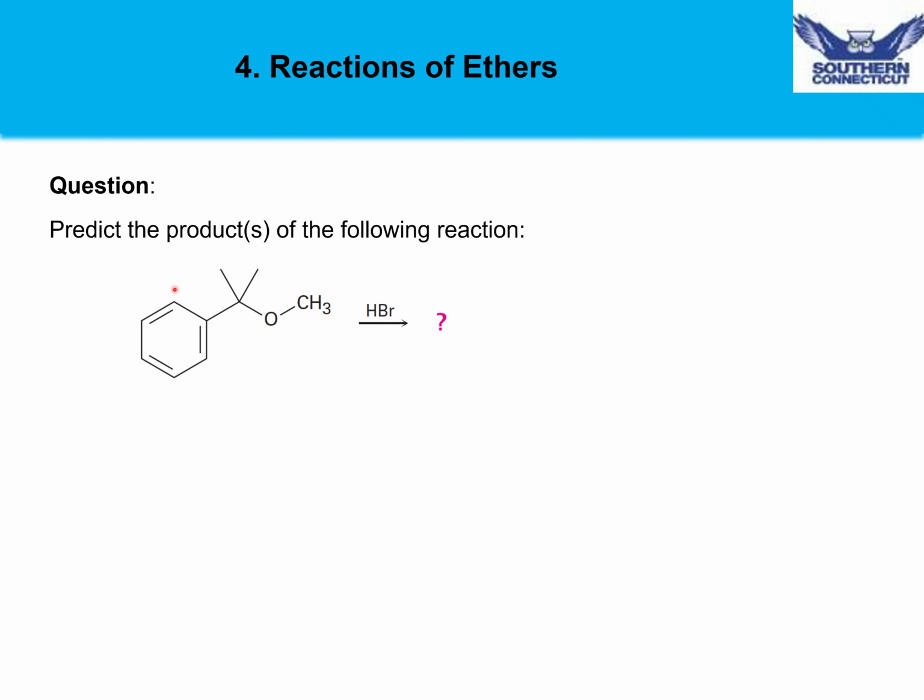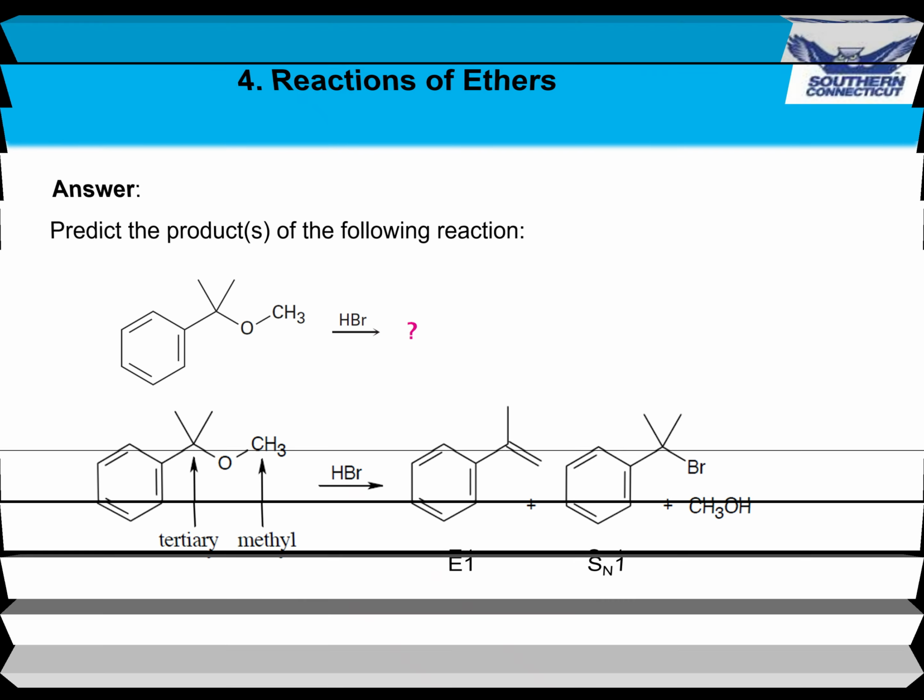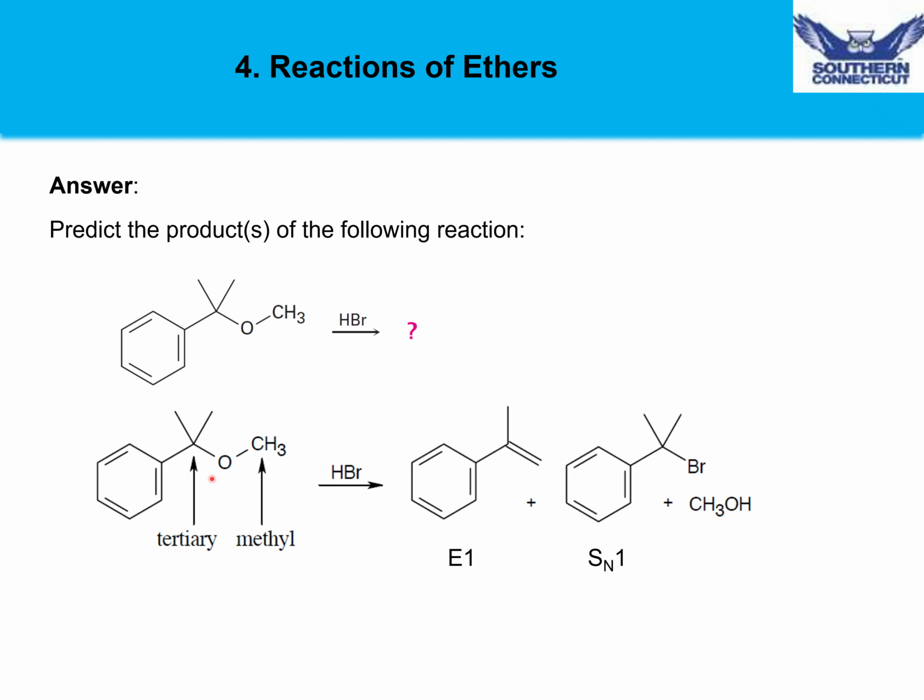In this question, we want to predict the product from the following reaction. Notice we have a primary or actually a methyl group, and then on the other side of the ether, we have a tertiary carbon. We're going to add HBr to make this reaction occur. In this example, we have a tertiary carbon plus it is a benzyl carbon. So notice it's on the benzylic position, one carbon removed from the benzene ring.